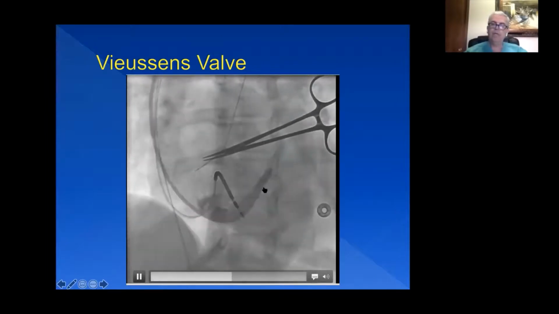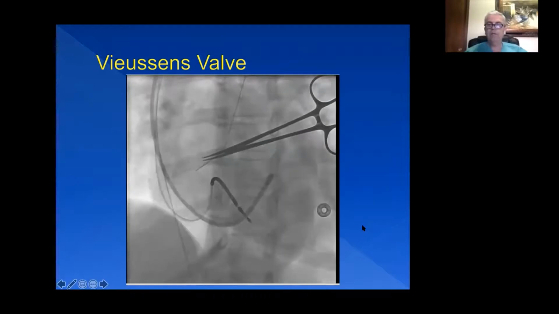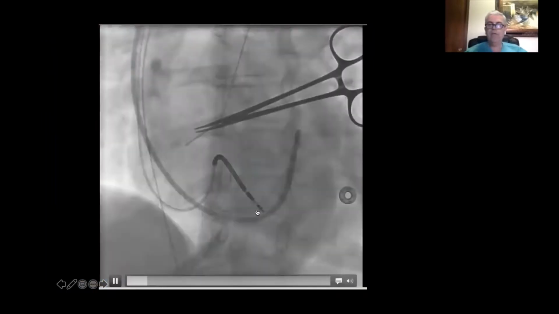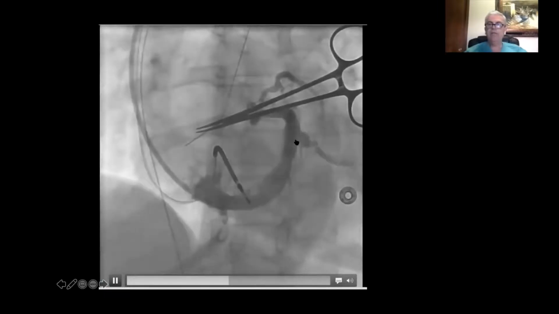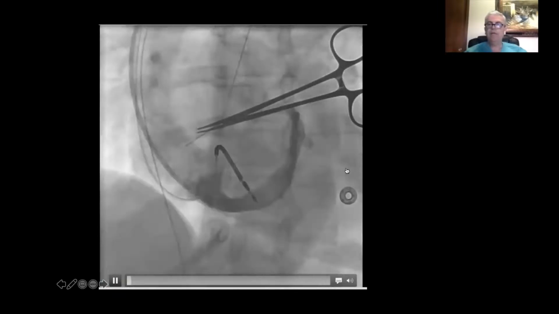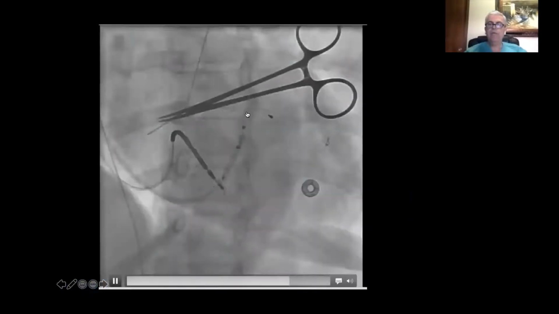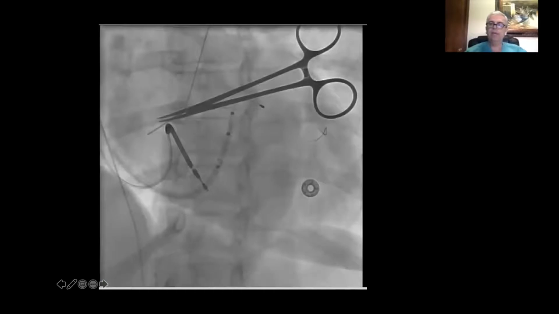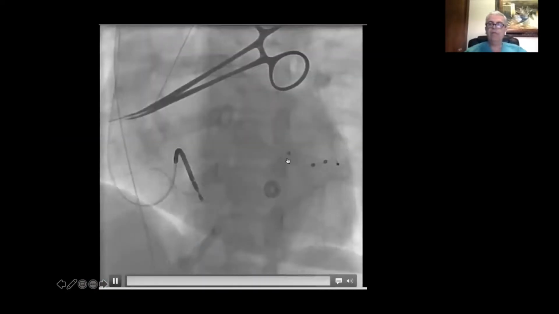We gently cross this area and advance the sheath if we are to be able to place the left ventricle lead. And this is what happened yesterday. We crossed that valve in this area, and we can see the lateral branch of the coronary sinus, and that's actually where we placed our left ventricle lead. And this is the optimal place for left ventricle lead placement.